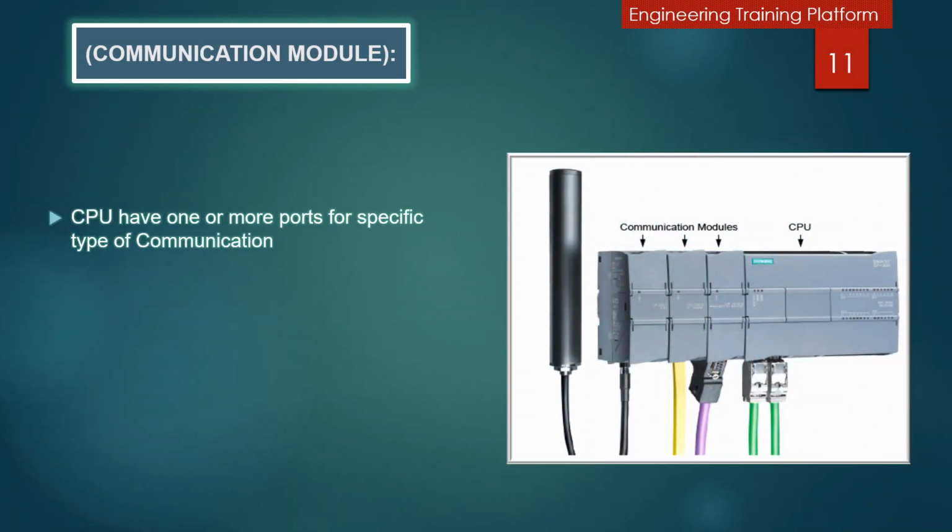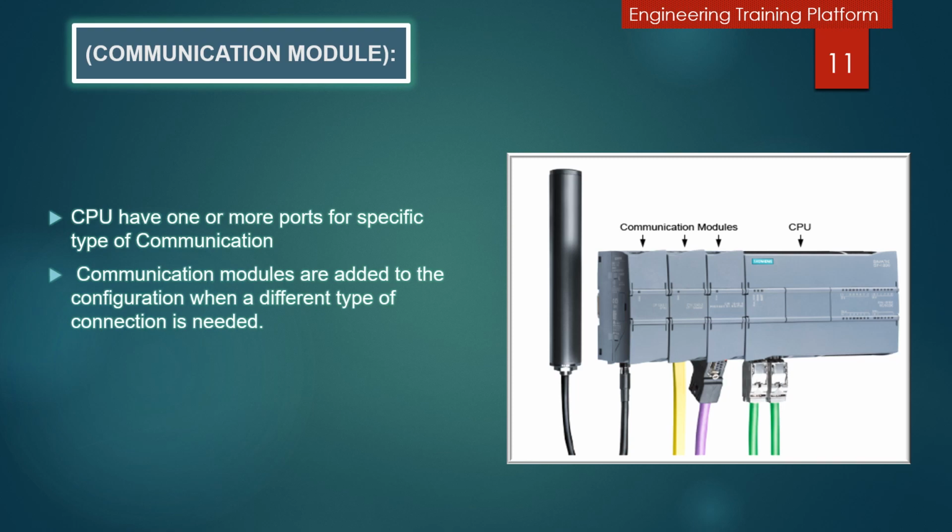A PLC CPU often has one or more ports for a specific type of communication. You can see in the picture on your right we have the CPU, and the Profinet ports are connected with this CPU, and different types of communication modules are connected with these CPUs, and we can use different types of communication by Profibus or other networks. When additional network ports are required or when a different type of connection is needed, then communication modules are added to the configuration. For example, S7-1200 and S7-1500 CPUs have at least one Profinet port.